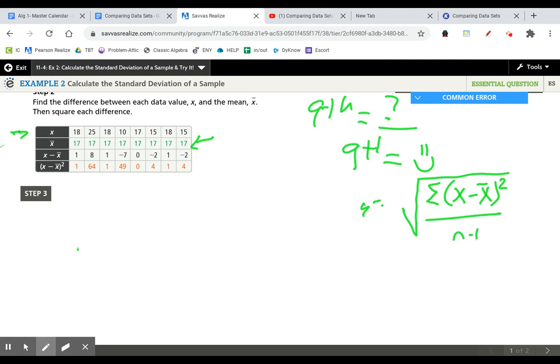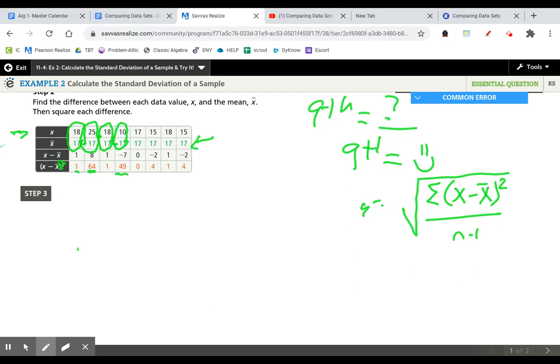Okay, the number of data points minus 1. So we have this here, and then this math that's being done is pretty simple. It's being done vertically. 18 minus 17 is 1. Then 1 squared is 1 because 1 times 1 is 1. 25 minus 17 is 8. 8 squared is 64. Here's again, 18 minus 17 is 1. 1 squared is 1. 10 minus 17 is negative 7. Negative 7 squared is 49, because negative 7 times negative 7, a negative times a negative is a positive, right?